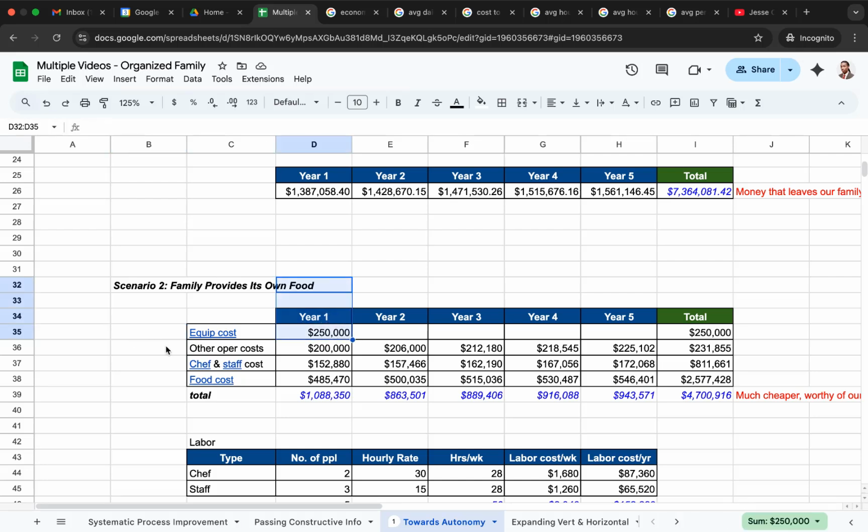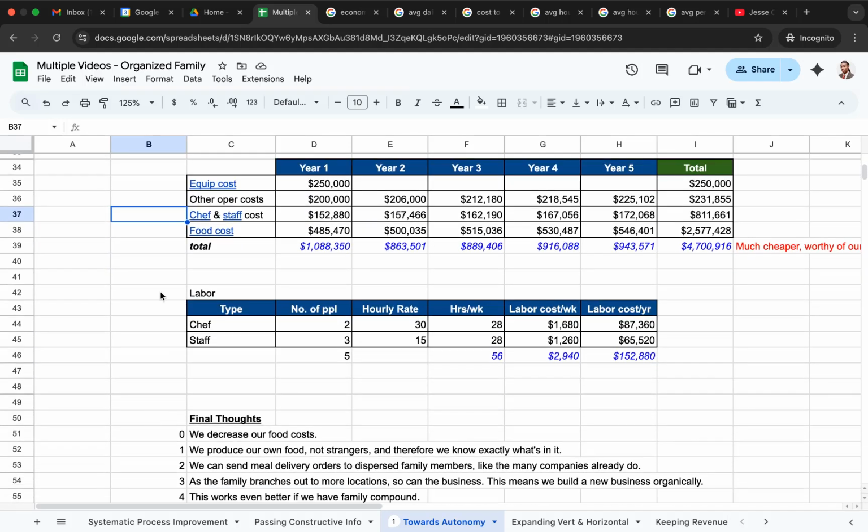Okay. Other operating costs, I didn't break this down into detail because that's not the purpose of this video, but I'm just assuming that we have $200,000 worth of other operating costs that we need in order to get things up and running. So $200,000 in year 1 for operating costs. Okay, moving on to labor costs. Basically, this labor cost will consist of the money that we will need to pay a chef and a staff, right? And basically, I went down here to calculate this detail. So first and foremost, we have type, number of people, hourly rate, hours per week, labor costs, and labor costs per week and labor costs per year.